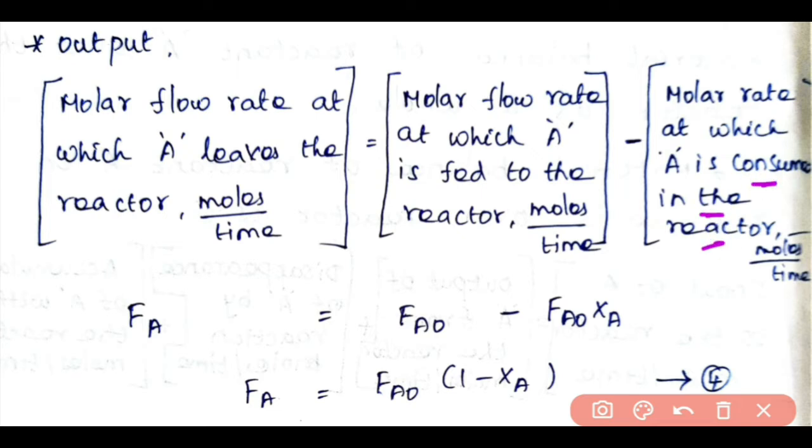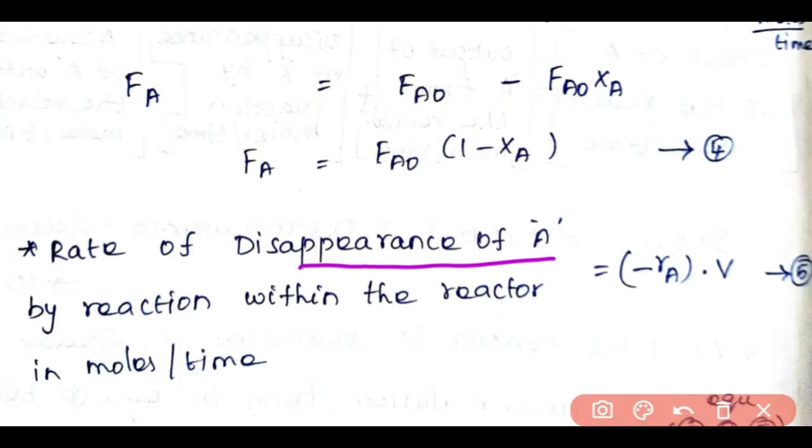So how much A is consumed in the reactor, you should subtract from the initial molar feed rate. Okay, so Fa is equal to Fa naught minus Fa naught Xa. Here Fa naught Xa is the molar flow rate at which A is consumed inside the reactor. If you take Fa naught as common, you will get Fa is equal to Fa naught into 1 minus Xa. Then your third term is the rate of disappearance of A by reaction within the reactor in moles per time, that is equal to minus Ra into V. Minus Ra is nothing but the rate of reaction, and you have to multiply it with the volume of the reactor to calculate for the whole reactor.